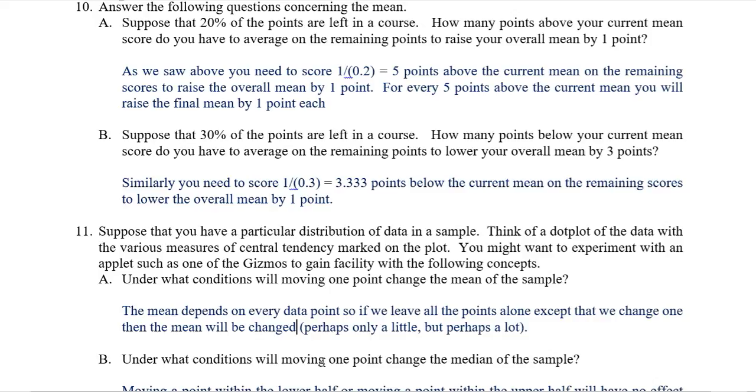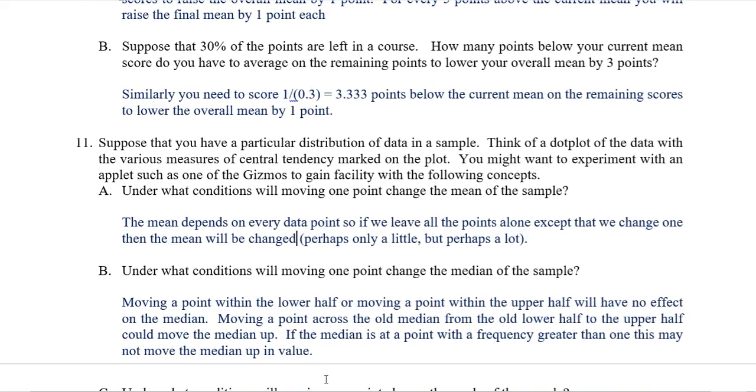Under what conditions will moving 1 point change the median of the sample? Well, basically, if you move a point within the lower half or you move a point within the upper half, it's not going to have any effect on the median. So moving a point across the old median from the old lower half to the old upper half, or vice versa, is going to move the median. So if you move it from the old lower half to the new upper half, that's going to shift the median by one, basically by one ranked point, which could possibly move it up.